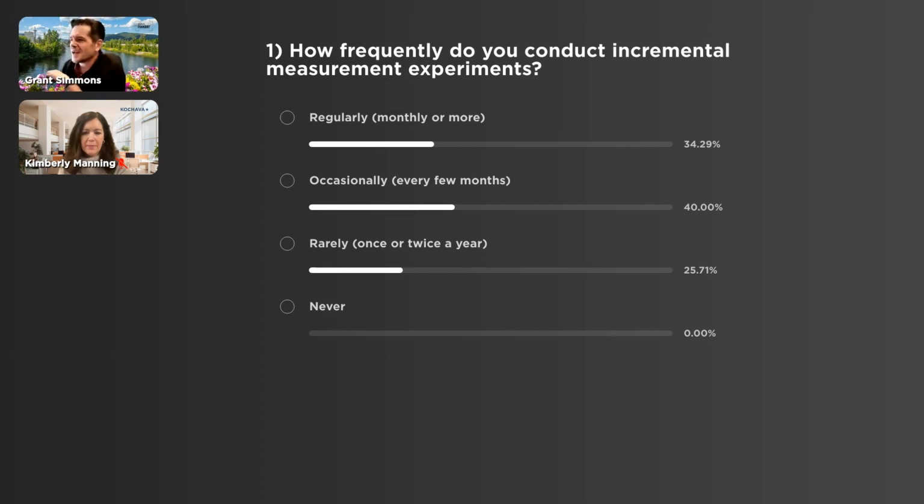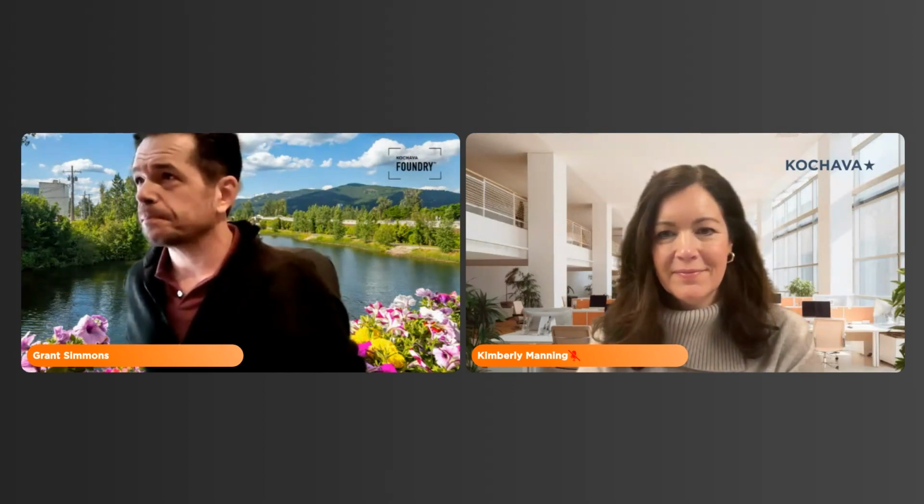We'll talk about the timing of when do you and when should you and how often should you run incremental tests. But it's good to see that at least most folks are like, we don't run it. Everybody here is at least doing something. So with that, I'm going to share my screen again, and we're going to jump in.